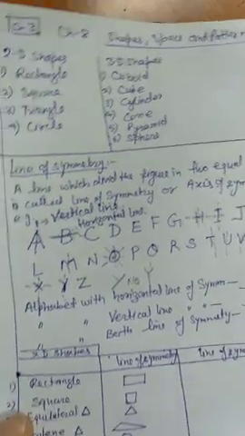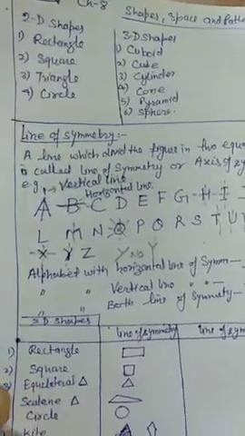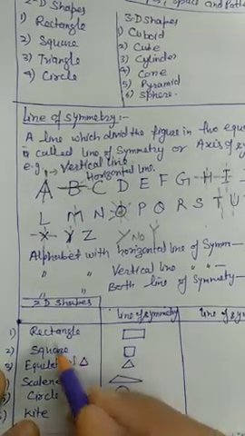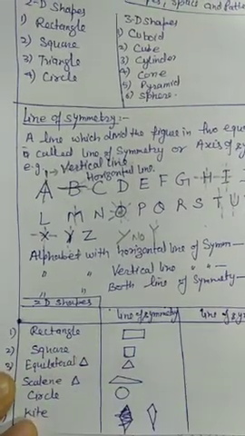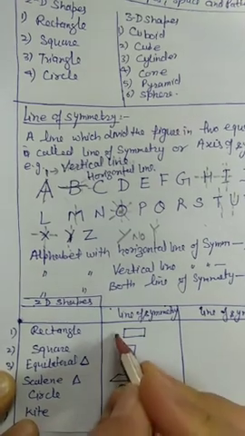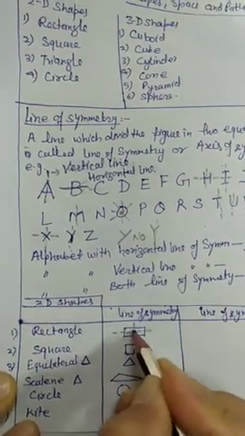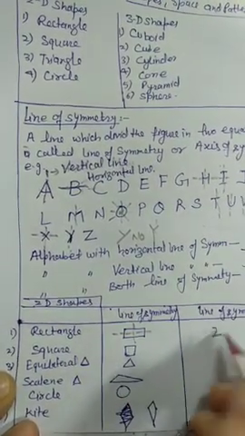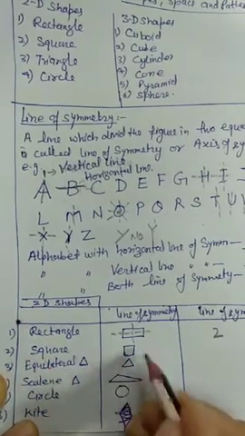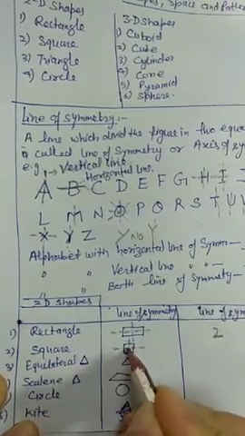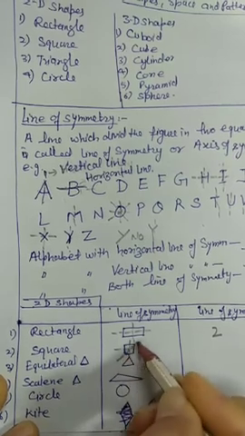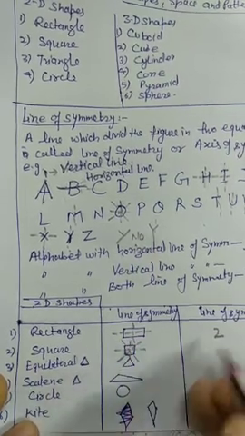Now we'll go to the next, line of symmetry for 2D shapes. First 2D shape is rectangle. Rectangle has two lines of symmetry. I will show you. One line is like this, and second is like this. So two you can write here. Two lines of symmetry. Square has four. One like this, second like this, and if you fold diagonal wise, then also three. Then this one is four.